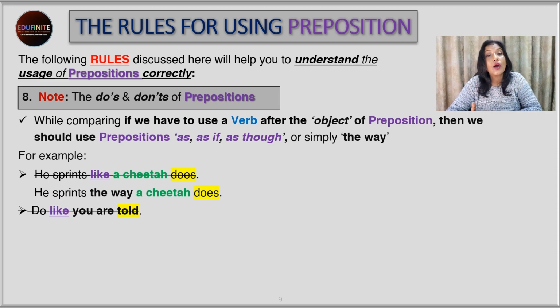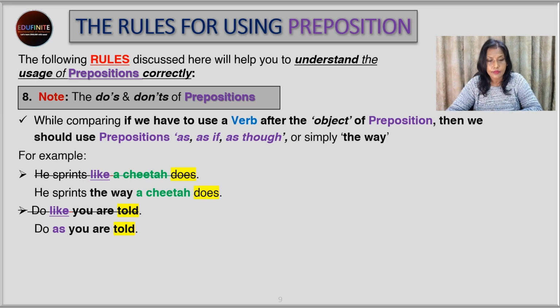Do like you are told. So this is again wrong. Why? Because after like we have the object you, which is the pronoun. Again we are using a verb after that, are told. We cannot do that. So how can we rewrite this sentence correctly? Do as you are told. So here we use the preposition as. Do as you are told.